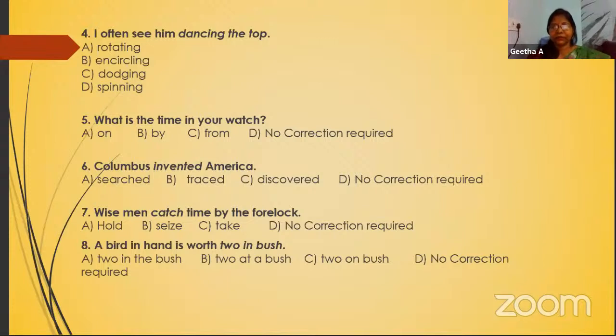Yes. So the fourth one, I often see him dancing the top. What is the time in your watch? Usually that's how we ask everyone, right? What is the time in your watch, right? Columbus invented America. So this you all definitely will be knowing. I need not tell you. Wise men catch time by the forelock. So this also is a phrase actually. A bird in hand is worth two in the bush. So this is also one more, which you need to find out.